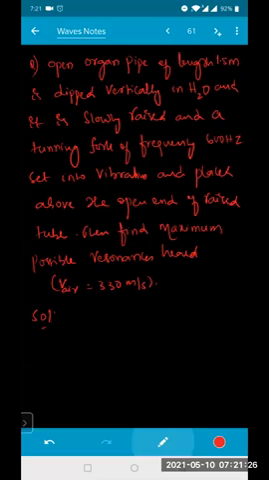So what is the question here, beta? An open organ pipe of length 1.5 meter is dipped vertically into the water. What do you mean by that?